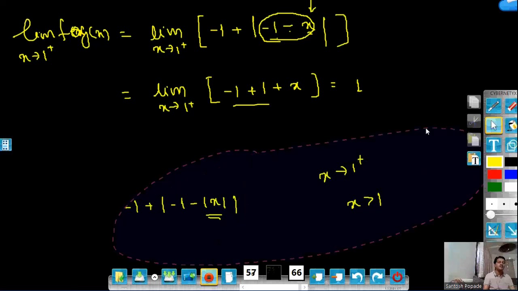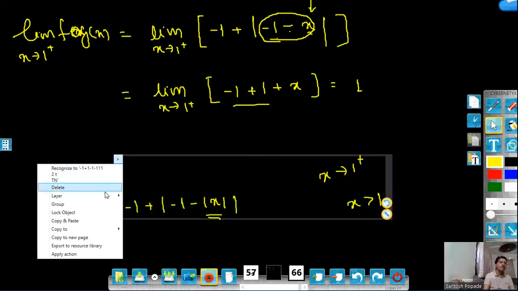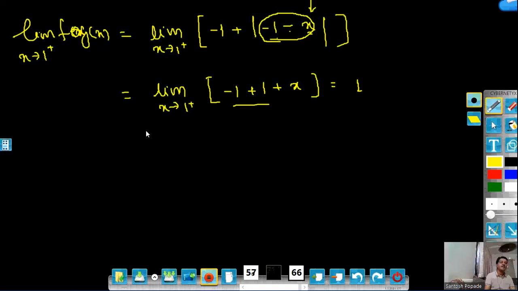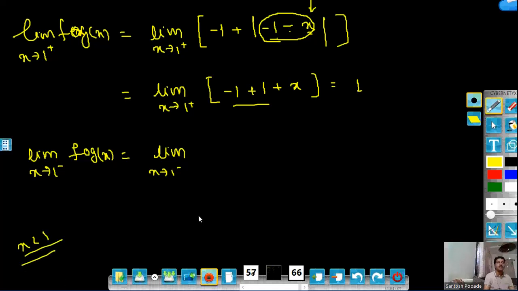So this is equal to the limit as x tends to 1 from the positive side of, in brackets, the term inside the mod, which is minus 1 minus a number greater than 1, since x is greater than 1. It is definitely a negative quantity, and to take its mod I should again multiply by -1. Okay, now as x tends to 1 from the right side, this limit comes to be +1.